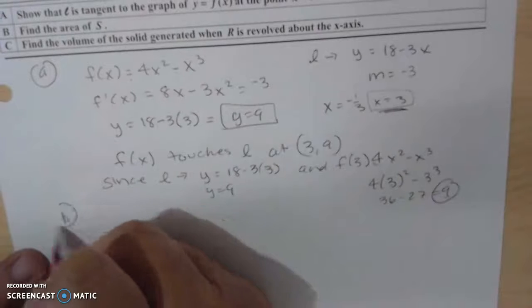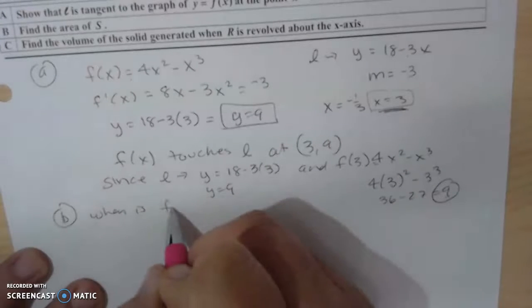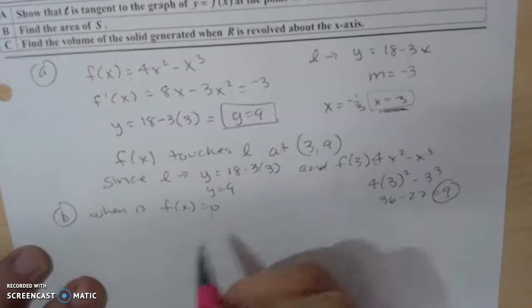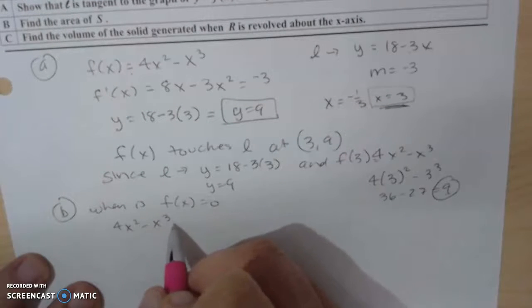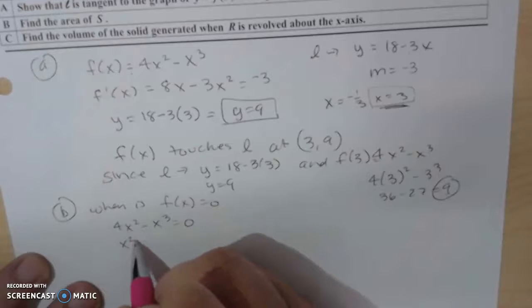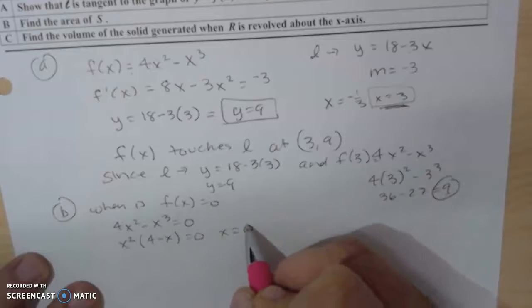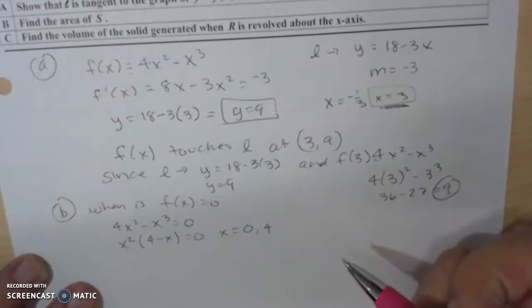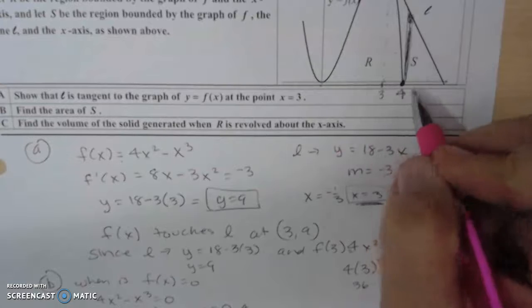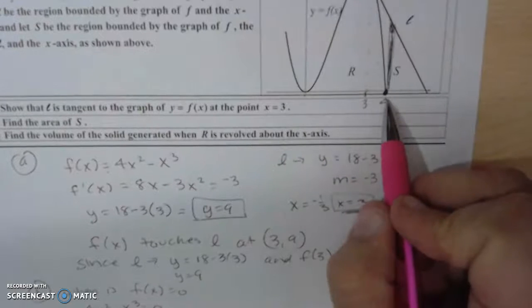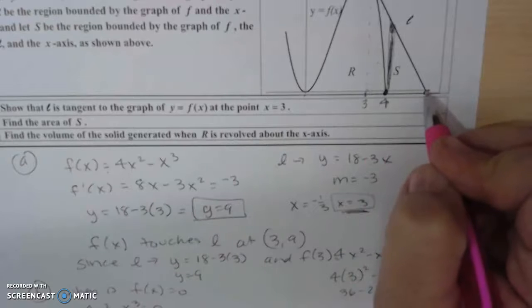So we're going to go like this, part B. When is f of x equal to 0? We're going to go 4x squared minus x to the third equals 0. Now factor out an x squared, and we get 4 minus x equals 0. So it's when it's 0 and 4 that makes that a true statement. Well, we can see 0, and then this must be 4. So I'm going to have two integrals, one from 3 to 4, and one from 4 to whatever this point is here. So now I need this point.